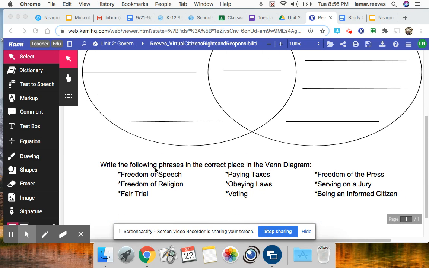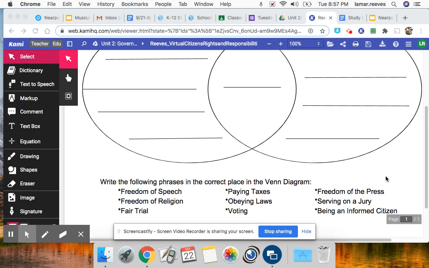We have freedom of speech, freedom of religion, fair trial. That means if we are accused of committing a crime, we are guaranteed a fair trial in front of a judge to defend ourselves. We also have paying taxes, obeying laws, and voting. Now, we talked about voting. If we don't like how our lawmakers are working, when it's time to reelect them, we can vote for new lawmakers and leaders in our government.